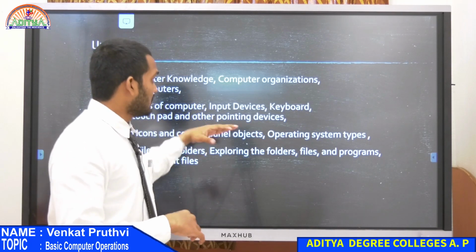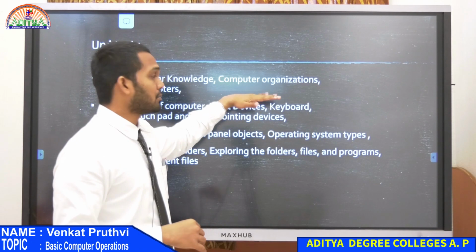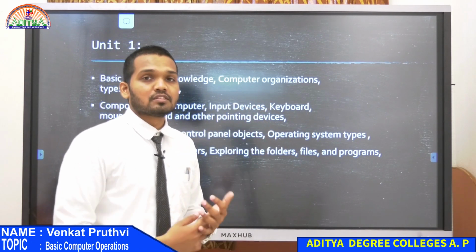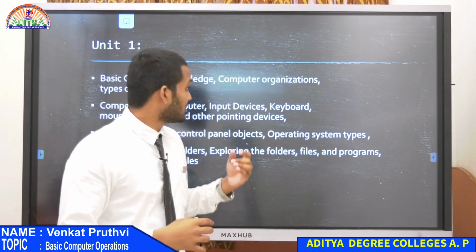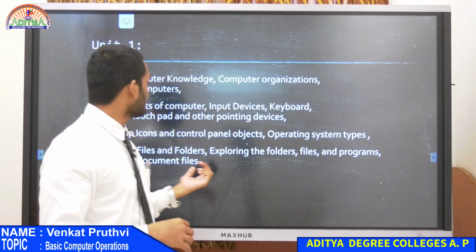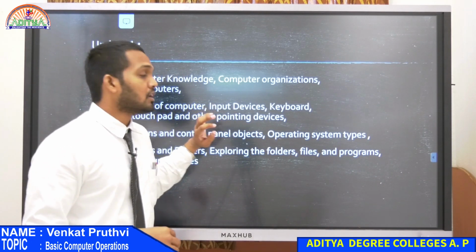So today in this class I'll mostly be completing computer organization, the different things that you have inside the computer organization. Then we'll move on to the input devices and all.